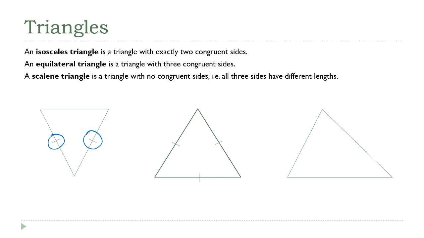All 3 sides have the same length. And finally, a scalene triangle is a triangle with no congruent sides. In other words, all 3 lengths are different.